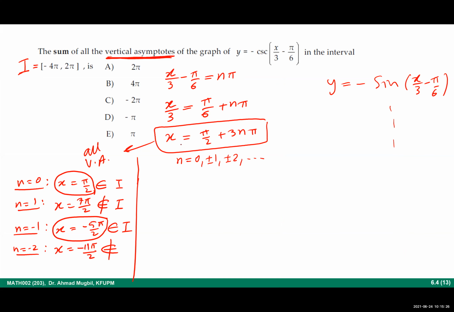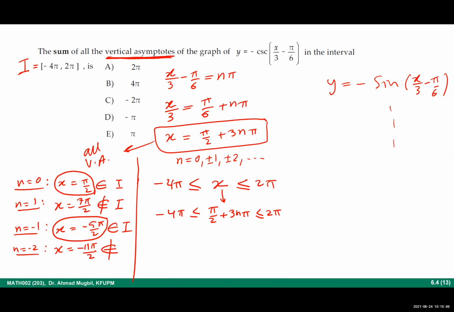It is to ask yourself, where is x? This is the x. Now, where do I want it? I want this x to be between 2 pi and negative 4 pi. Is that right? So this is the x, right here: pi over 2 plus 3n pi. This is x. I want it to be between 2 pi and negative 4 pi.